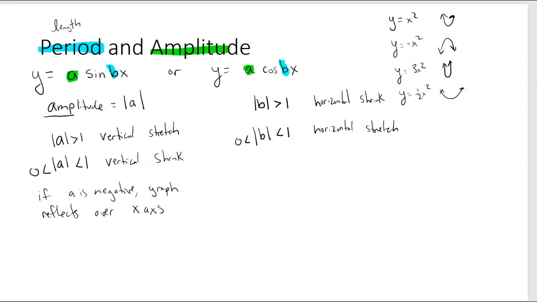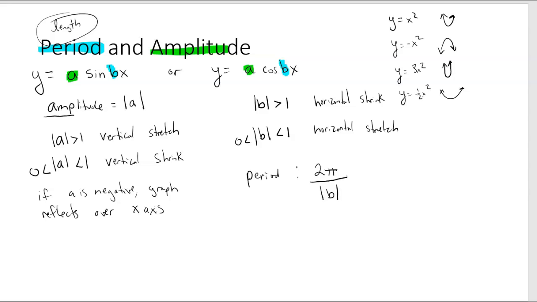Now, the second most important part is actually talking about your period. Your period length can be found using this formula: 2 pi, because we said everything happens with 2 pi, divided by this horizontal stretch and shrinkage, so the absolute value of b. And again, this is for sines and cosines. Other graphs have other ways to find your period. And again, remember, period is just the length of your graph.